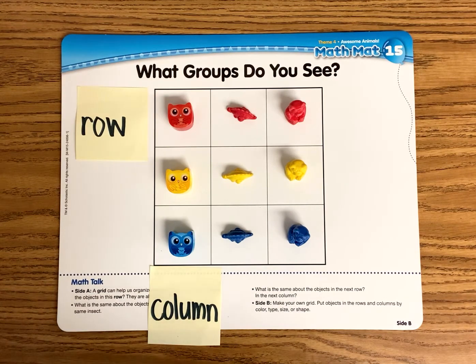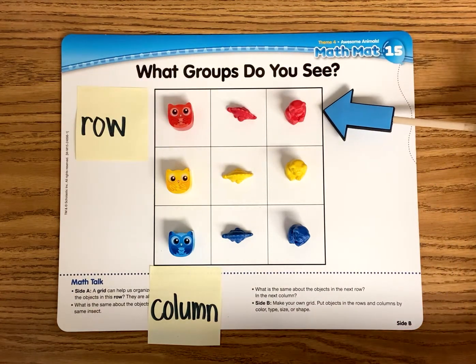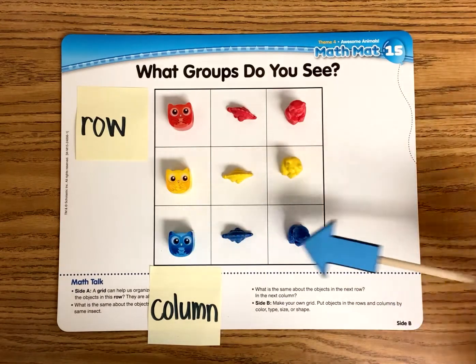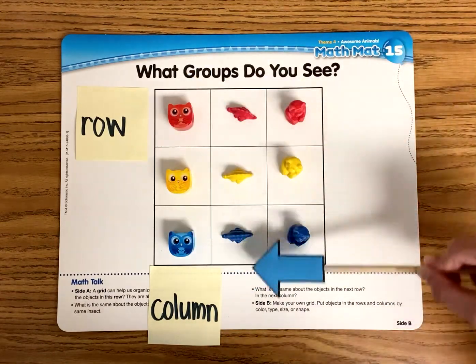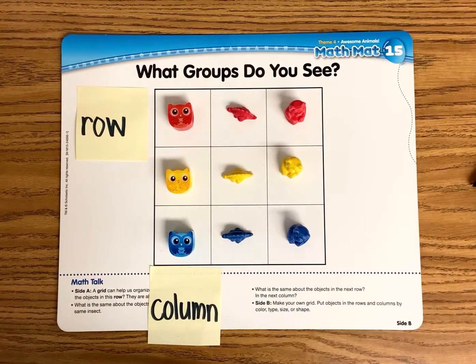So you can see that grids can help us organize objects, and in a grid we have a row, rows, more than one row, and columns. And you can see that I have organized all those animals in the grid.